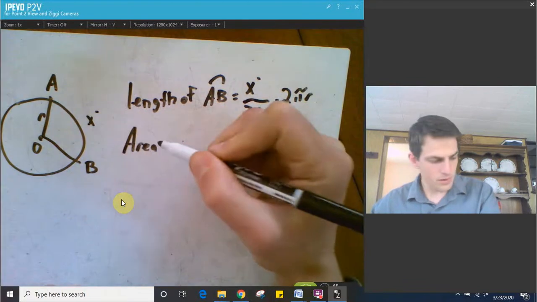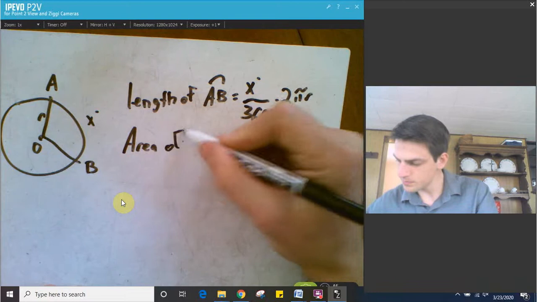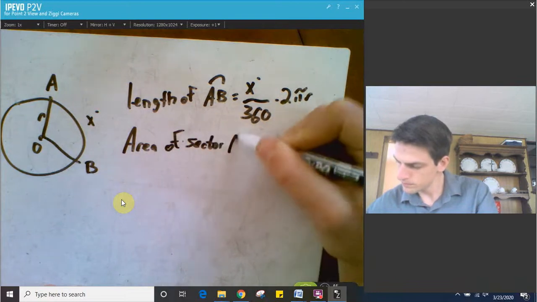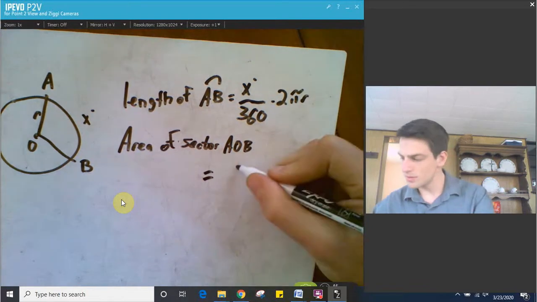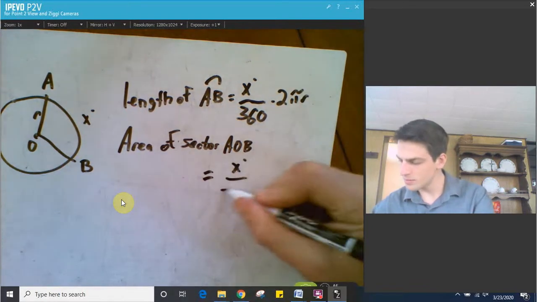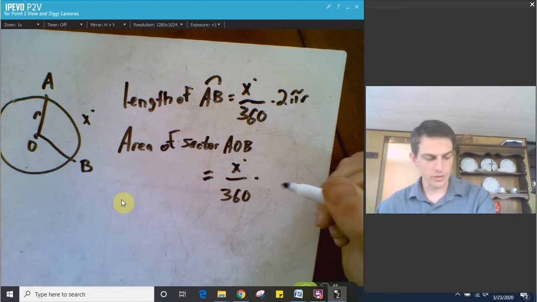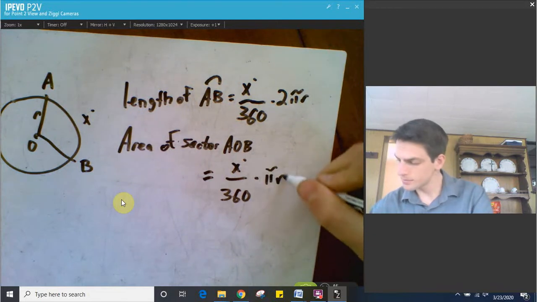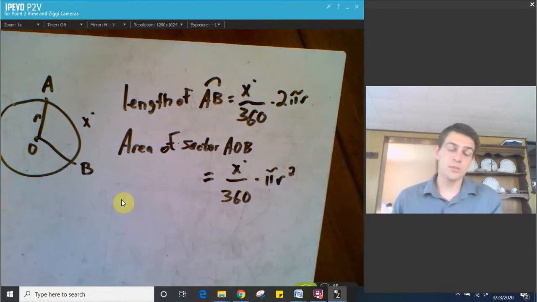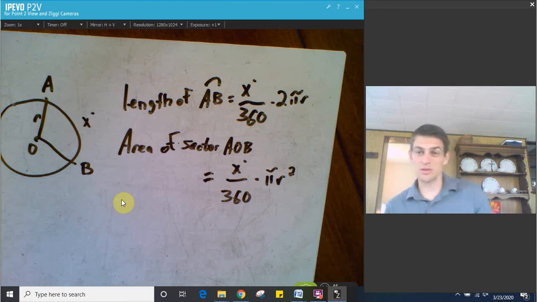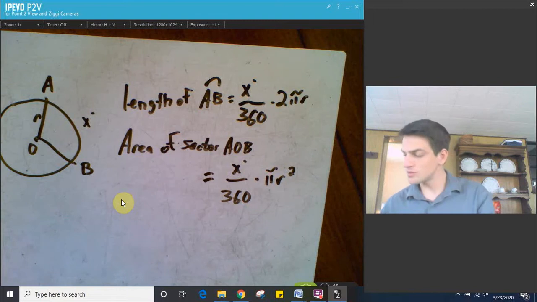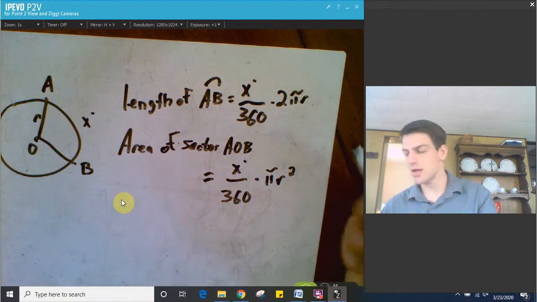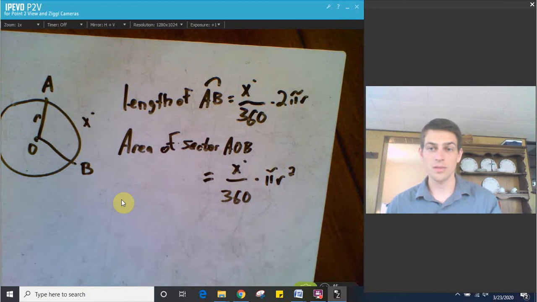If we're looking for the area of sector AOB, I'm going to write it down here. The area of sector AOB is going to be the same thing. It's going to be your arc measure divided by 360 multiplied by your area, which is going to be pi r squared. Sometimes you might know the area beforehand, sometimes you might not. You might just know the radius. Maybe you have to do something else to figure out the radius. So these problems can get more involved. But assuming you're given just the arc measure and the radius, you can solve these problems. And as long as you can get to those two pieces of the puzzle, you're good. You're set.